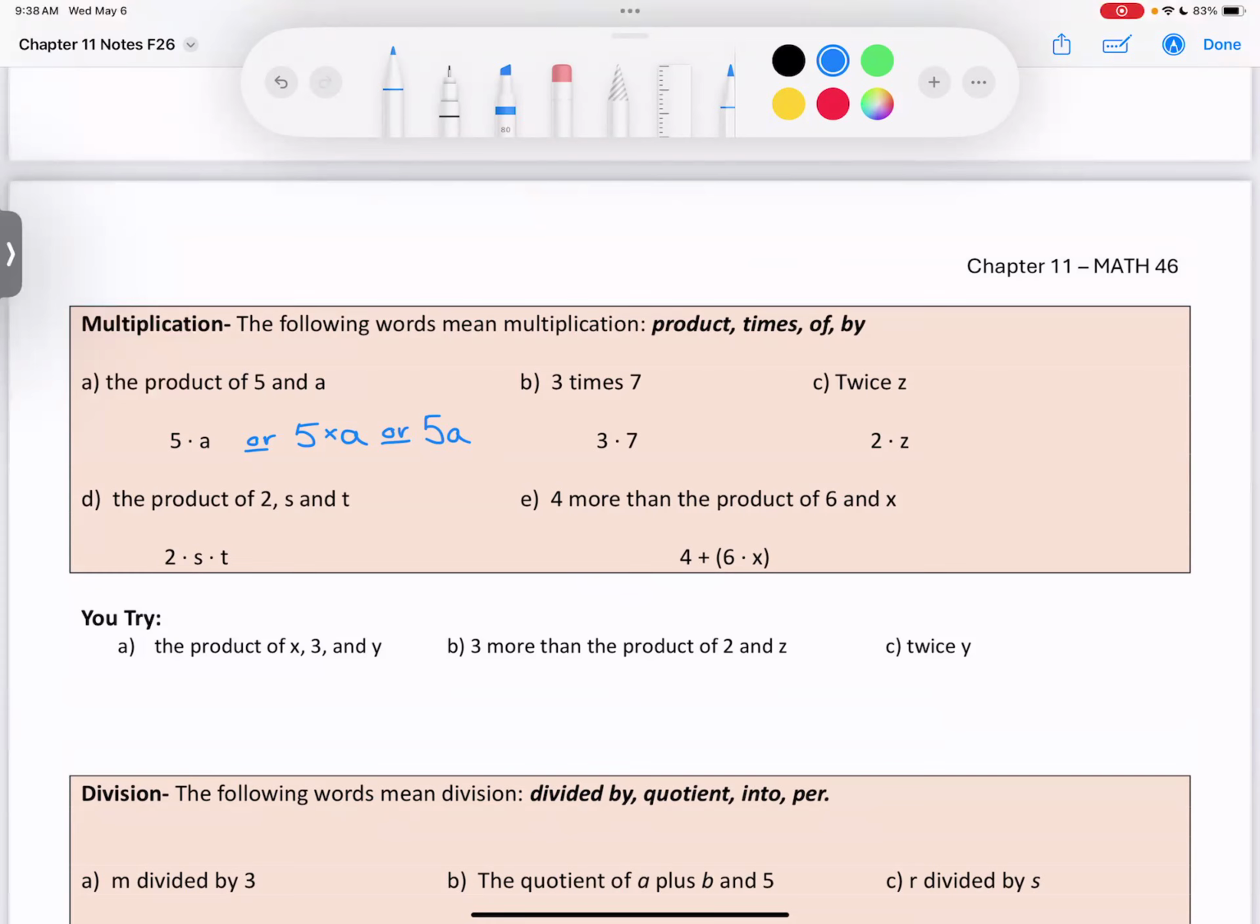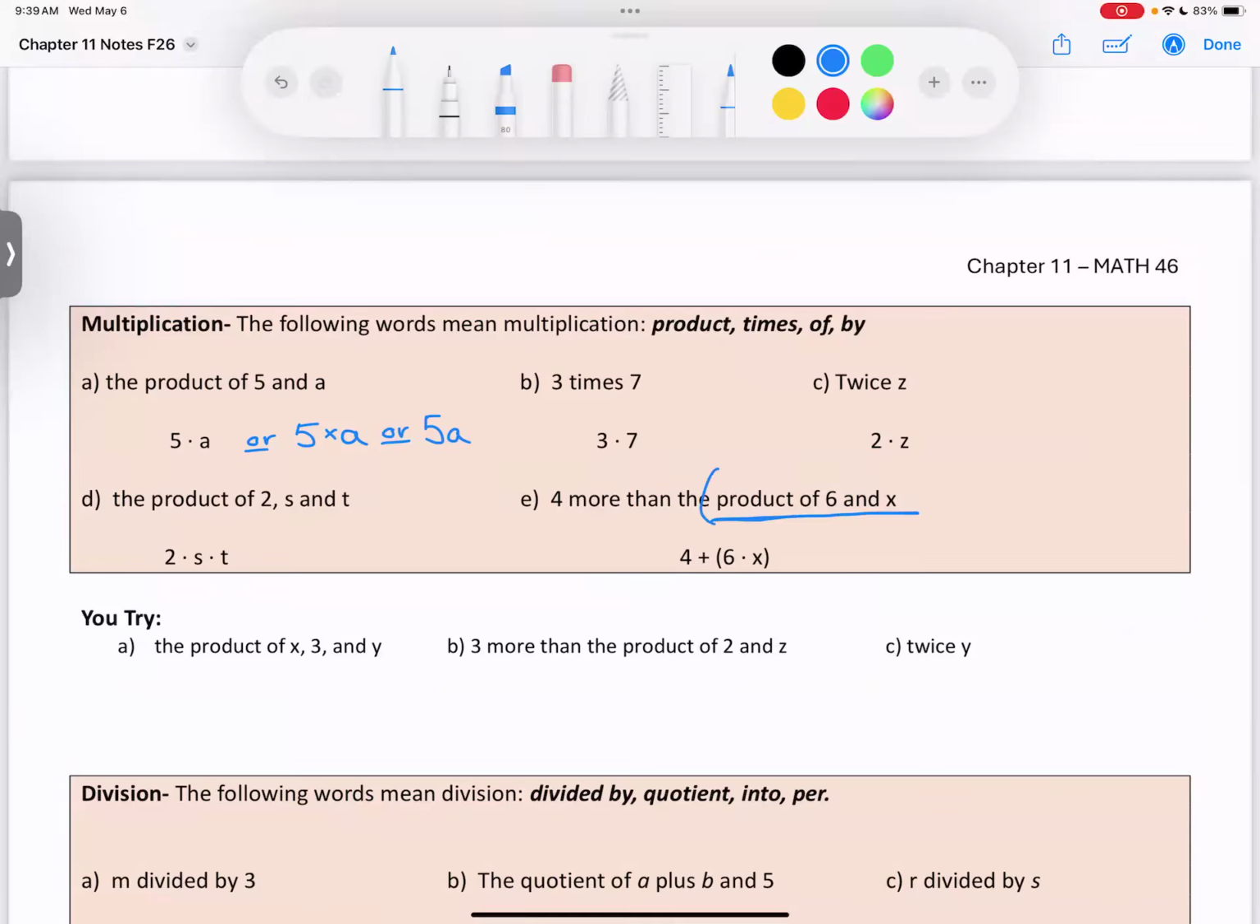The product of 2S and T would be 2 times S times T. And 4 more than the product of 6 and X, so now we're combining a little bit. Product is telling us we're multiplying. We've got 4 more than whatever this is.